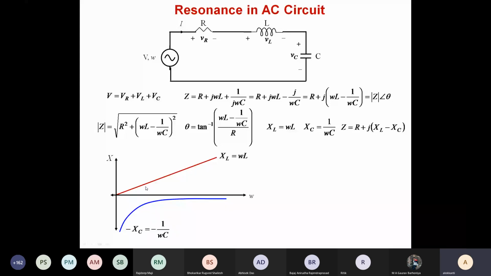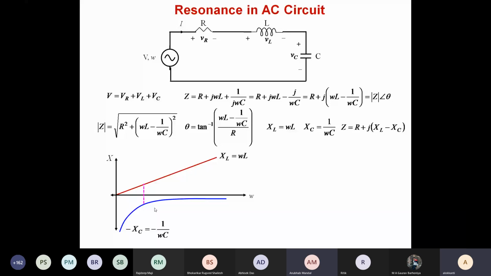There will be a certain frequency, omega, where they will exactly cancel each other. The magnitude of the positive part and the magnitude of the negative part are exactly the same. If they exactly cancel each other, what happens at that time? Resonance will occur. The circuit is only resistive, purely resistive, because the reactance part is gone.